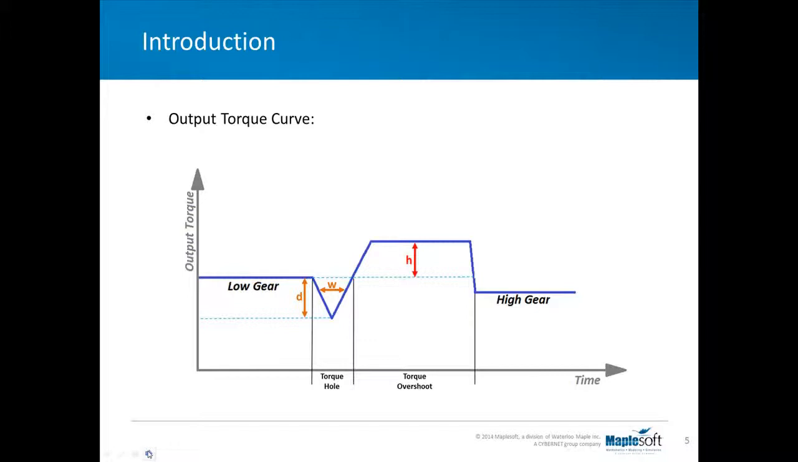Now, if we take a closer look at only the output torque, the whole gear shift transition can also be divided into two phases. One we can call torque hole, and the other one torque overshoot. The deeper the torque hole is, the larger the deceleration or discomfort for the passengers during the gear shift. Therefore, a narrow and shallow torque hole is always preferred. In addition, the height of the torque overshoot corresponds to the amount of vibration transmitted to the passengers, which also should be minimized.